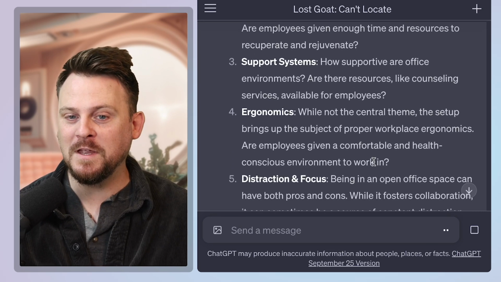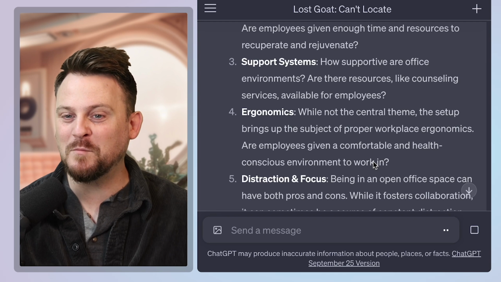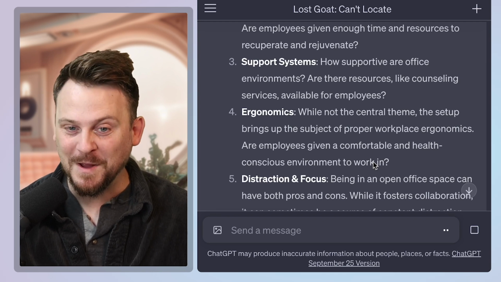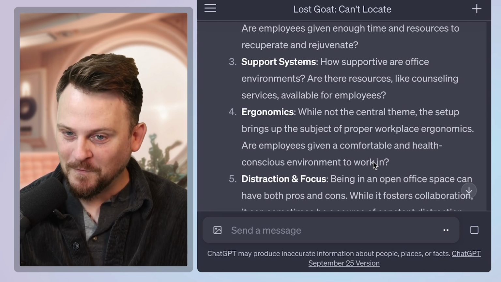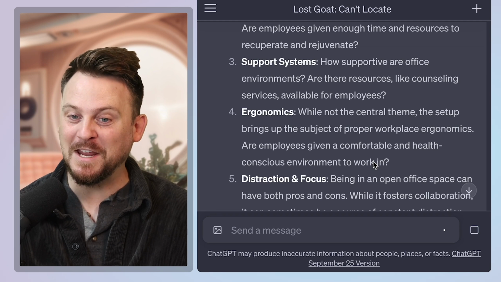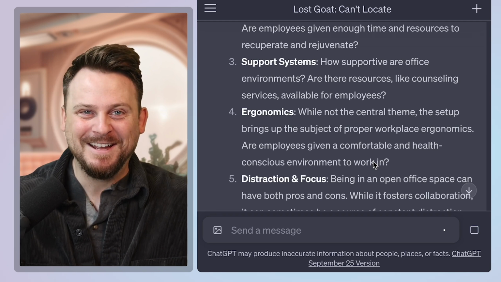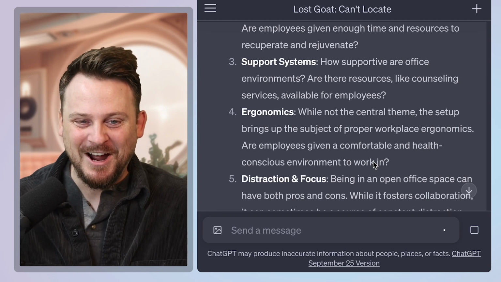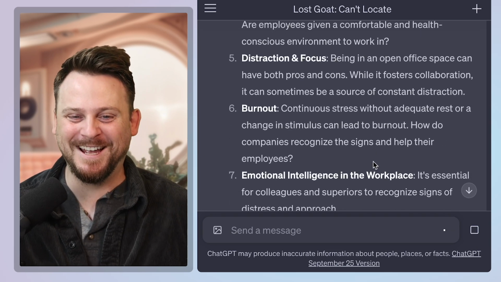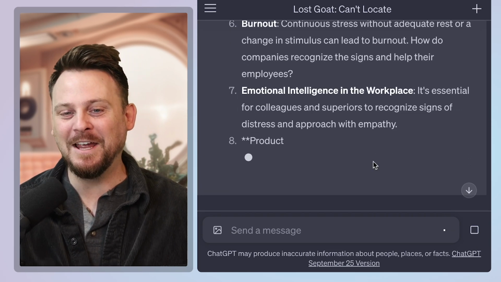While not the central theme, the setup brings up the subject of proper workplace ergonomics. Are employees given a comfortable and health-conscious environment to work in? Maybe, too many colleagues too close to my elbows. Burnout. I like all of these.